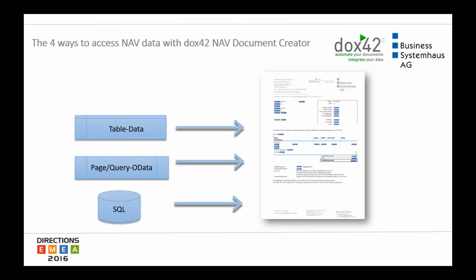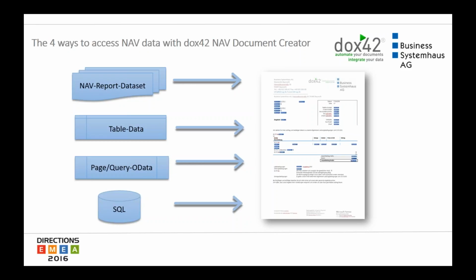So, and then comes the funny stuff. It's table data. You can connect to that through the dox42 NAV Table-Data data source. It comes with the dox42 NAV Document Creator. You can use that with NAV 2009 and upward, of course. And that comes along with the business logic. So it's not only table fields, but it's flow fields and so on. And then the best thing is the NAV Report-Dataset.